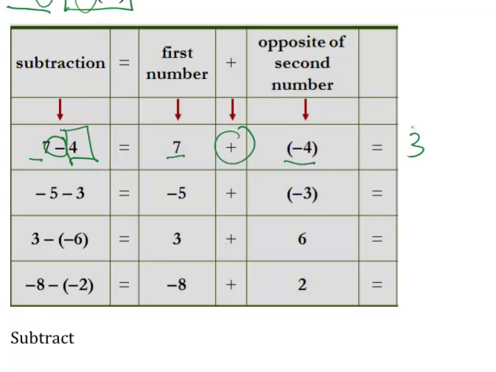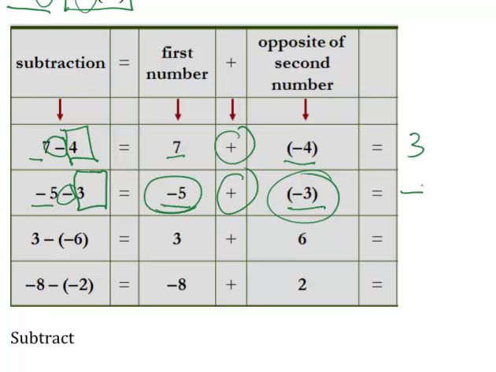Okay, let's try the second one. I'm going to do it the same way. The first number, negative 5, doesn't change. We do change the minus sign to a plus, and then I box the second number. That second number is a 3, so the opposite is now negative 3. So if I have negative 5 plus negative 3, now that gives me negative 8.